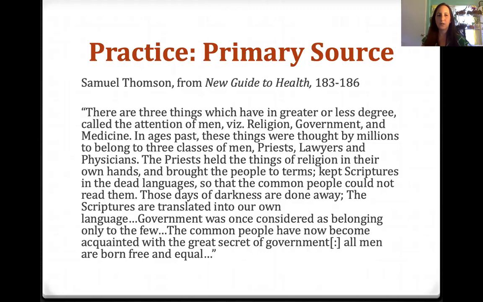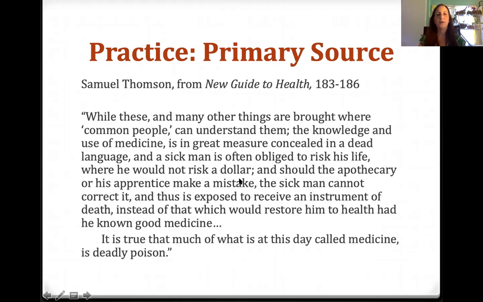Government was once considered as belonging only to the few. Common people have now become acquainted with the great secret of government. All men are born free and equal. While these and many other things are brought where common people can understand them, the knowledge and use of medicine is in great measure concealed in a dead language, and a sick man is often obliged to risk his life where he would not risk $1.